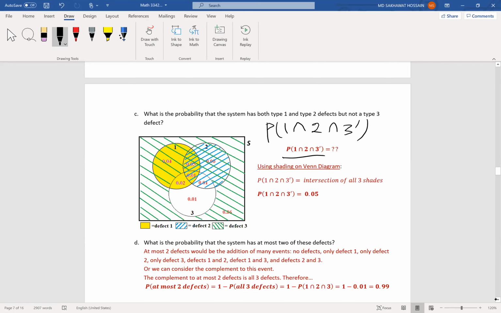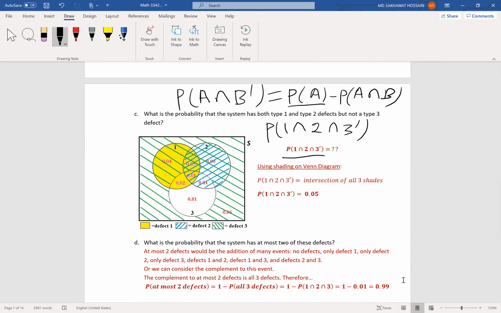To find this probability, you can use either a Venn diagram or a formula. So what is the formula for this one? We know that the formula is, for example, A intersection B complement is equal to probability of A minus probability of A intersection B. The first one is the probability of the event which doesn't have the complement, so probability of A. And this part is the intersection of the two events, event A and event B.